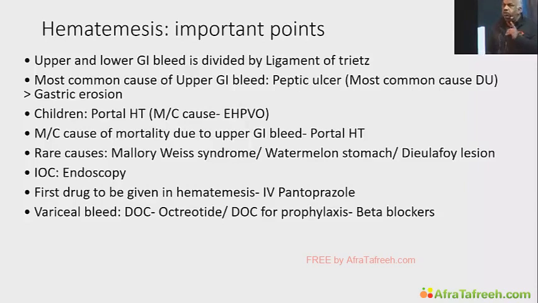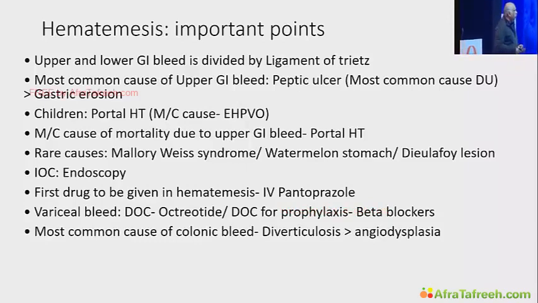Terlipressin is the most effective drug for upper GI bleed. But terlipressin we normally don't prefer because it's not even approved by the FDA. Some countries use it, but it causes mesenteric ischemia. It's a very potent vasoconstrictor. And the most common cause of colonic bleed is diverticulosis.